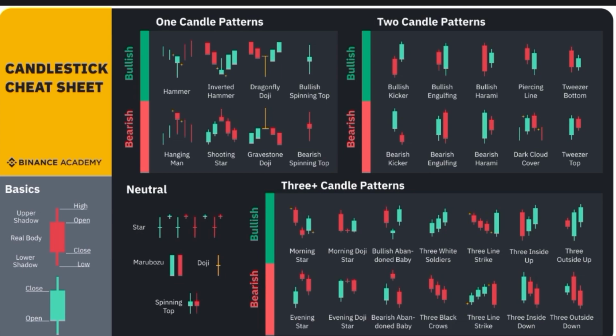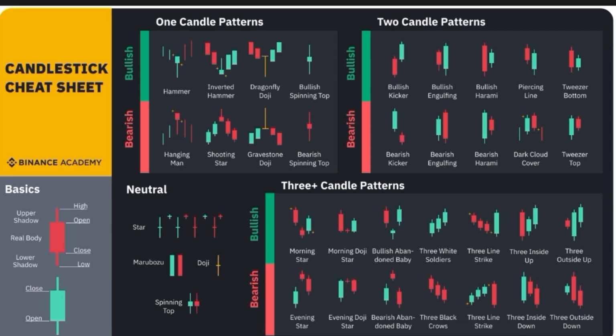What is a candlestick chart? Imagine you are tracking the price of an asset like a stock or a cryptocurrency over a period of time, such as a week, a day, or an hour. A candlestick chart is a way to represent this price data visually.